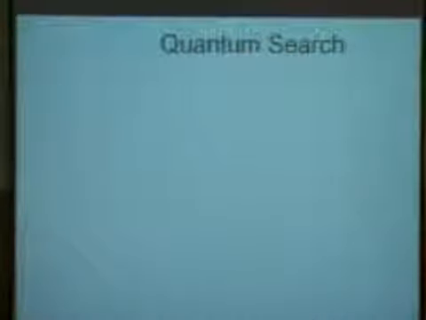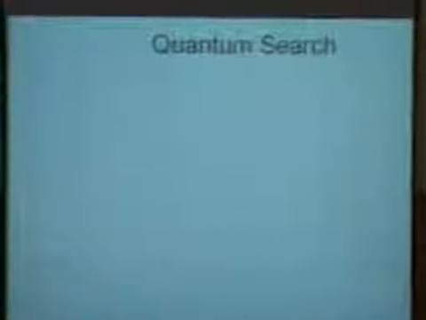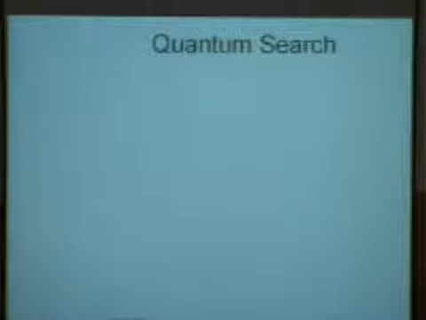Okay, the second algorithm is that for searching unsorted structures.